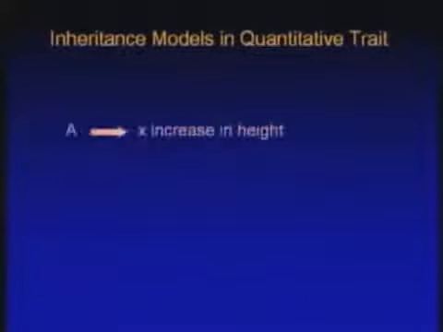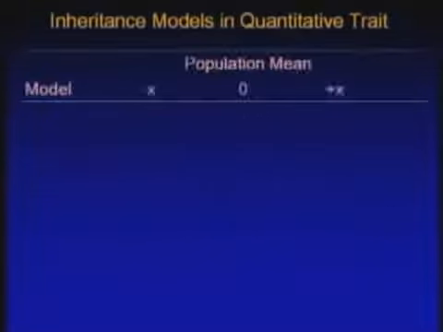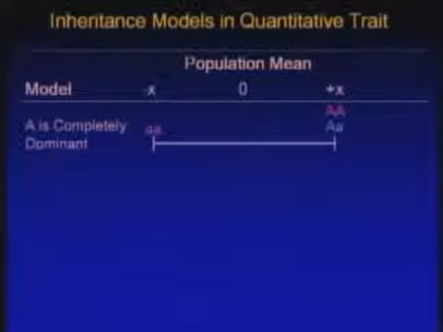For quantitative traits, say that your big A allele gives you X units increase in height, and your little a allele gives you X units decrease in height. And say if these are of equal frequency, your population mean then would be some centered value 0, minus X and plus X would be the extreme values for your big A and little a alleles. So if you have 2 copies of little a and big A is completely dominant, both your big A homozygote and the heterozygote would be at this end of the spectrum.